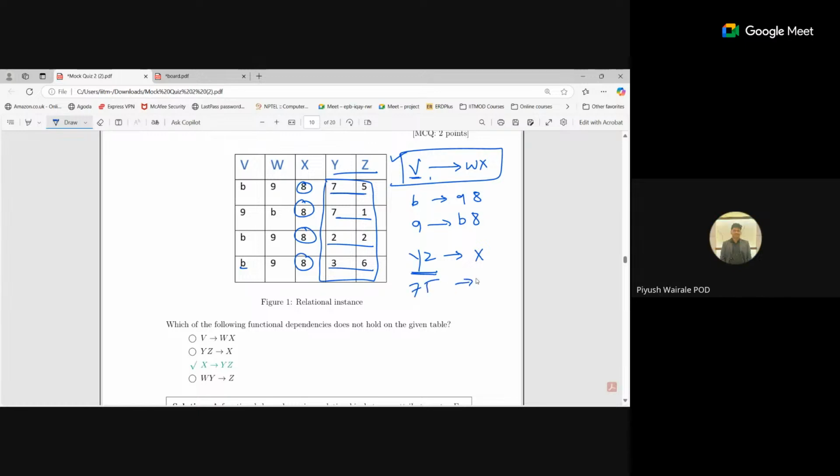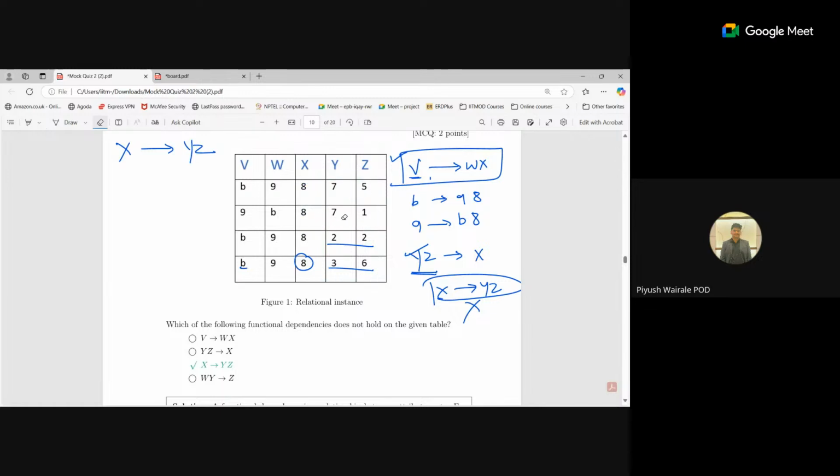7 5 can determine 8, 7 1 can also determine 8. But 7 5 cannot determine any other value, right? Only 8, not 9, like that. So here we can say YZ is determining X, but X is not determining YZ, right? So this FD is not correct. X determining YZ, this reverse is not applicable here. What about X determining YZ? 8 is also determining 7 5 and it is also determining 7 1. This is not possible, right? So not correct.